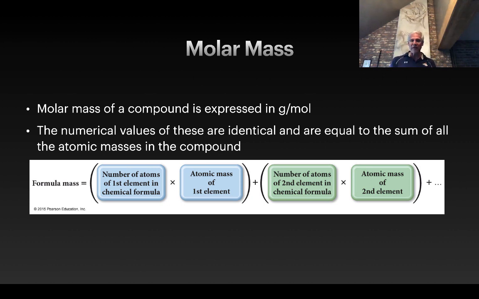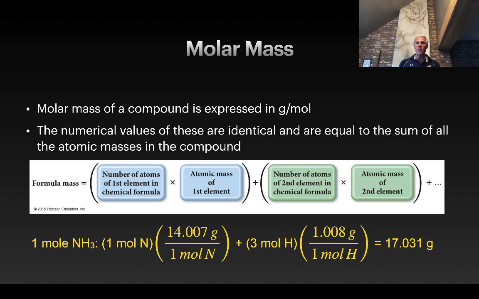we find the number of atoms of the first element listed in the compound, and we multiply that by the atomic mass from the periodic table for that element. And then we take the second one, and we do the same thing. We add those numbers together, and we do the same thing for the third element until you've run out of elements for the compound.